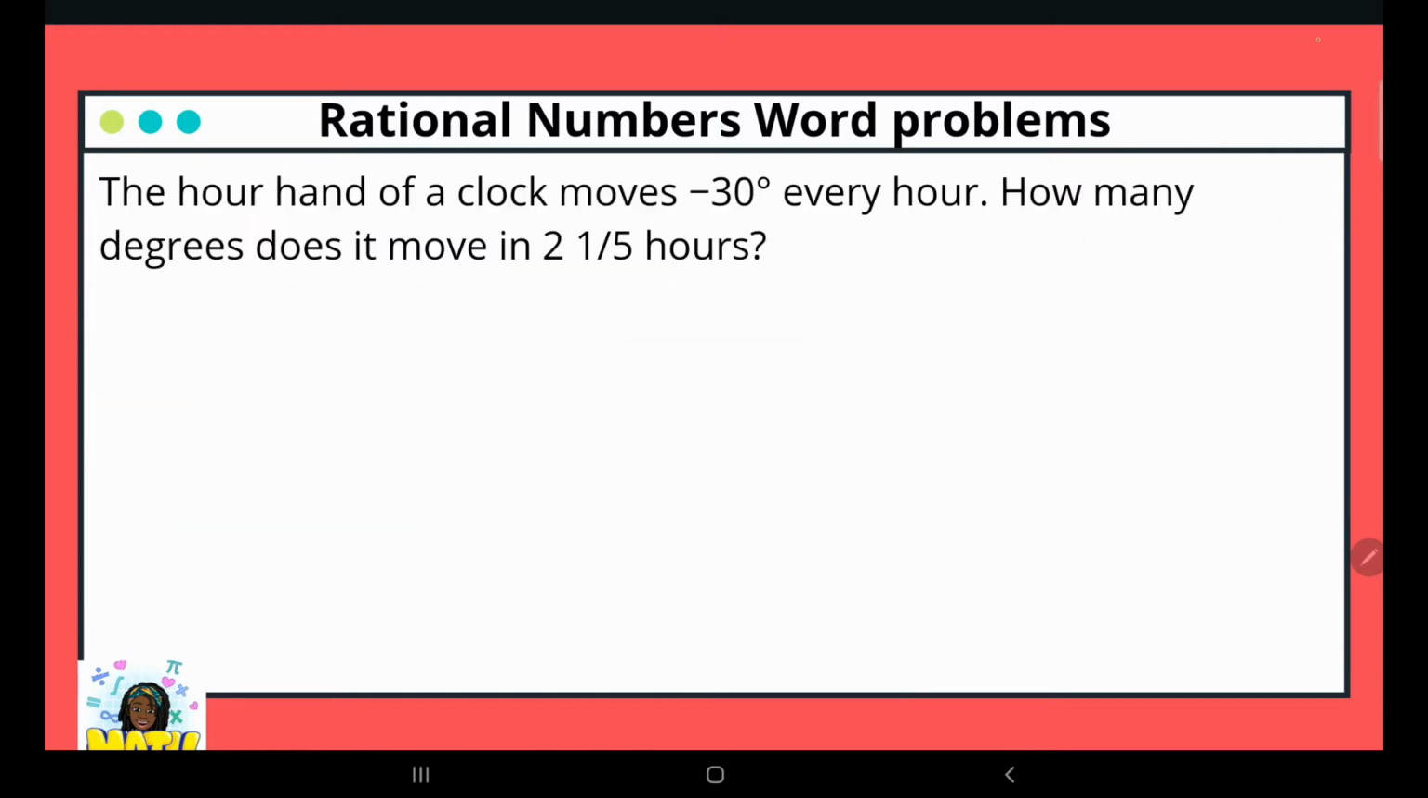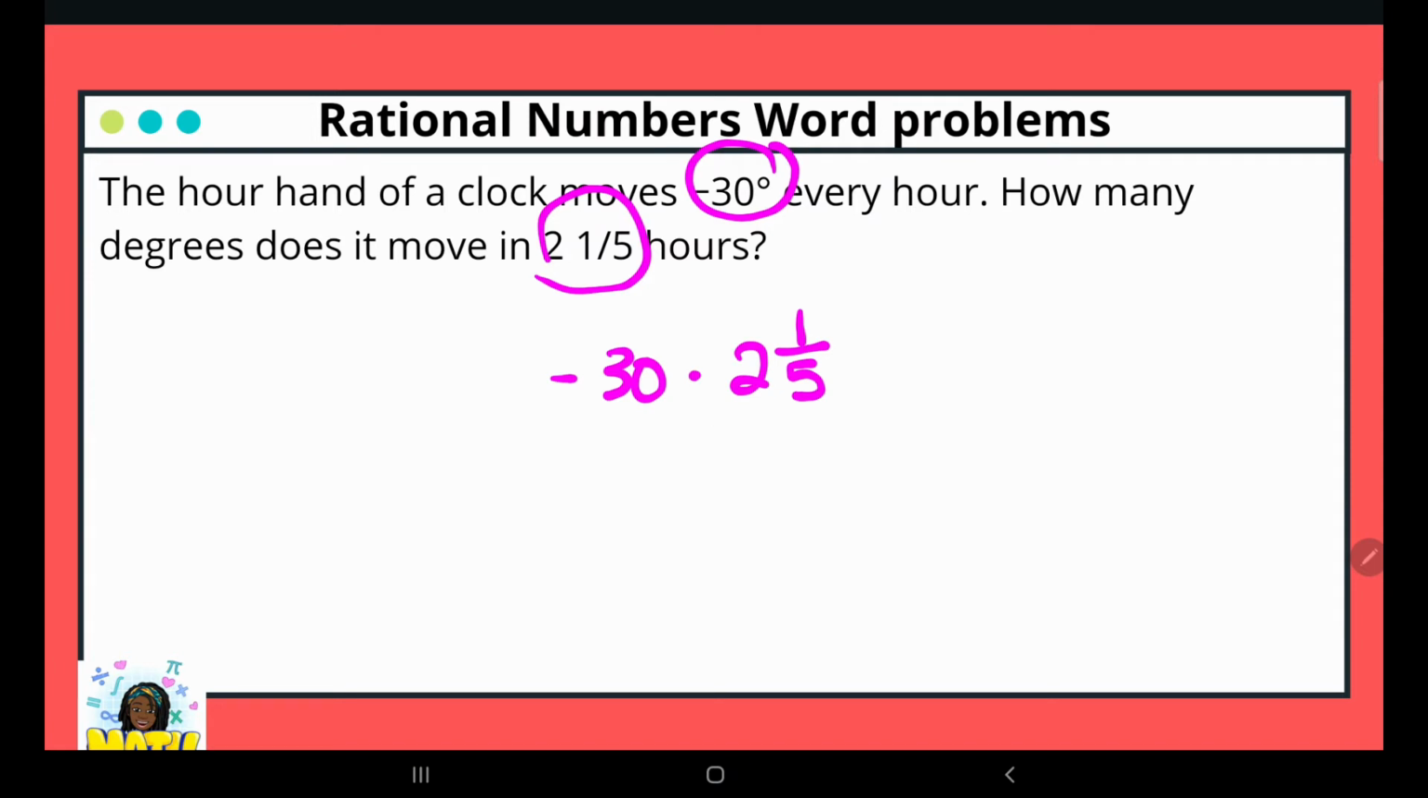Okay. Our first example, the hour hand of a clock moves negative 30 degrees every hour. How many degrees does it move in 2.5 hours? So here you have to ask yourself what operation is being represented. Every hour it's going negative 30 degrees, and you want to know what the change is after 2.5 hours. If you think about this as repeated addition, the first hour is negative 30, the second hour it's going to be another negative 30. We know repeated addition is associated with multiplication. So we're going to multiply negative 30 times 2 1/5.